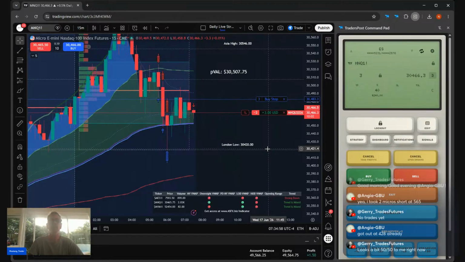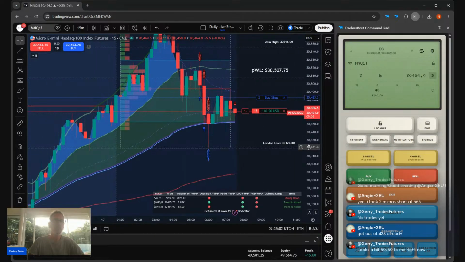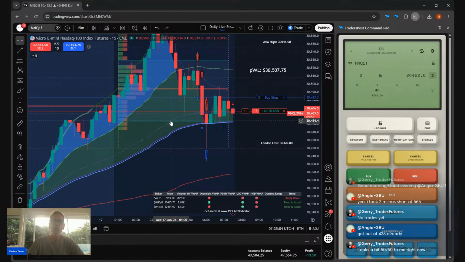ES has been in a pretty strong downtrend all night. NQ, it's a little mixed. It was up for quite a while until it wasn't at around 3 a.m.